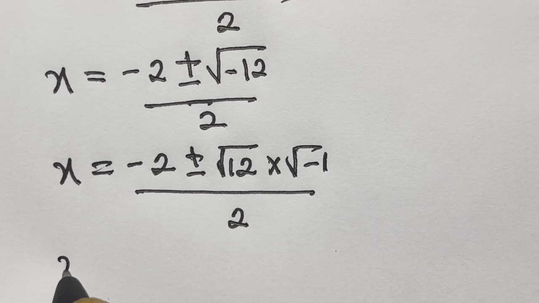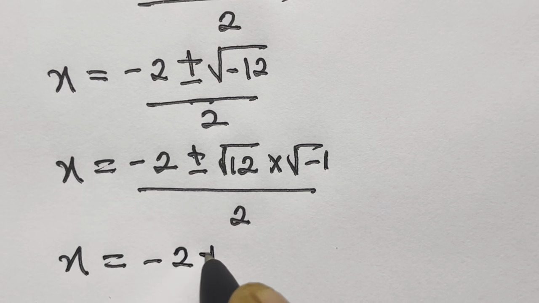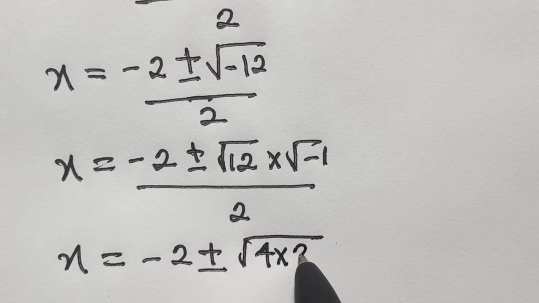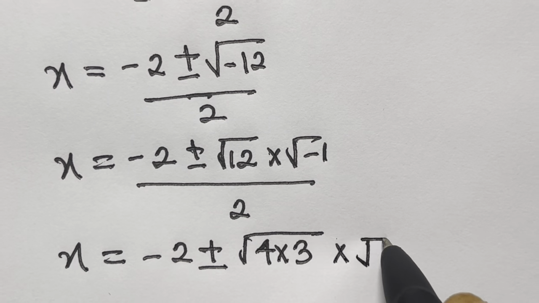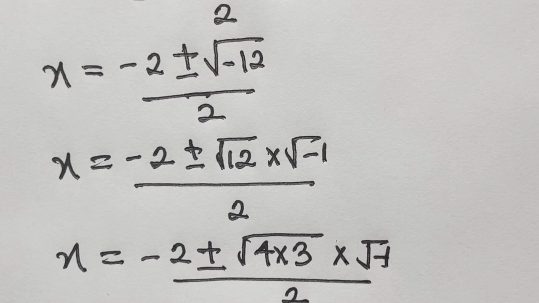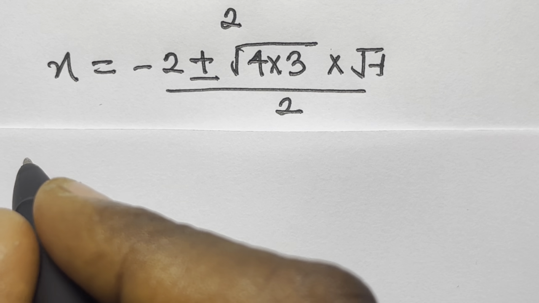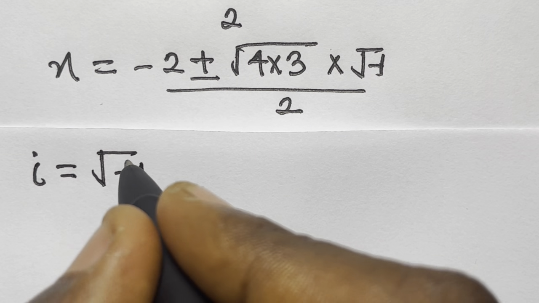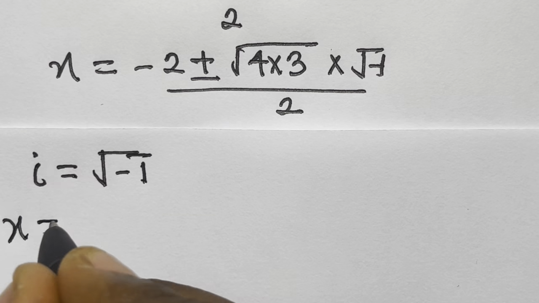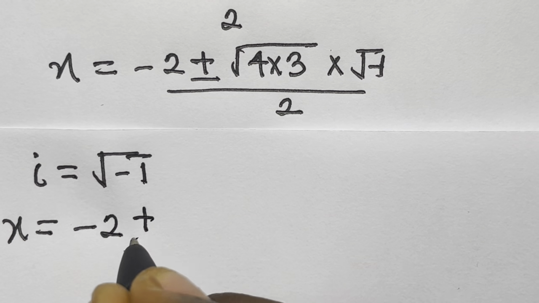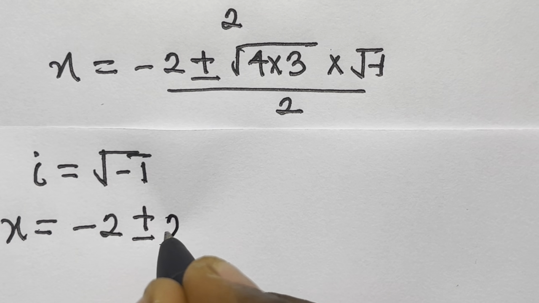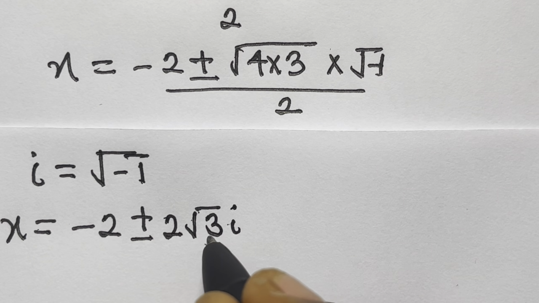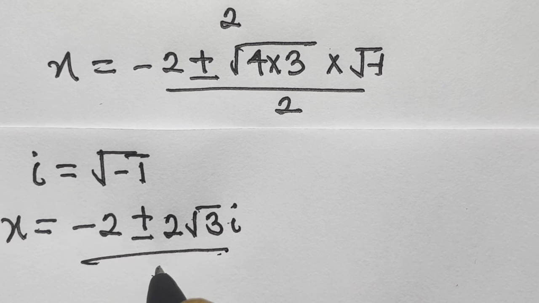So here we will have the square root of 12 times the square root of minus 1. So we have x equals minus 2 plus or minus, for 12 we are going to have 4 times 3, right? So times square root of minus 1, divided by 2. But let's recall that i equals the square root of minus 1, right? So now we have x equals minus 2 plus or minus the square root of 4, which gives us 2, then we have root 3. The square root of minus 1 is i, so we have 2 root 3 i divided by 2.